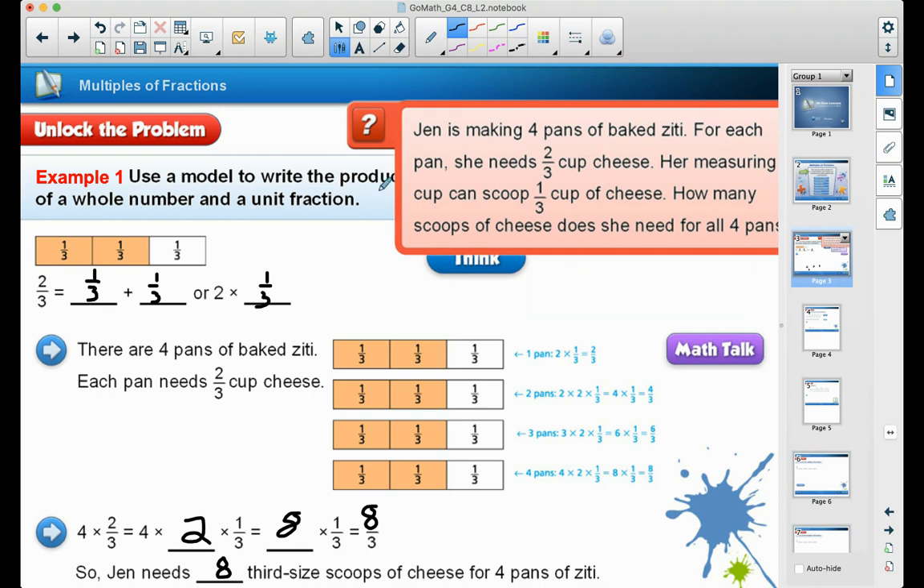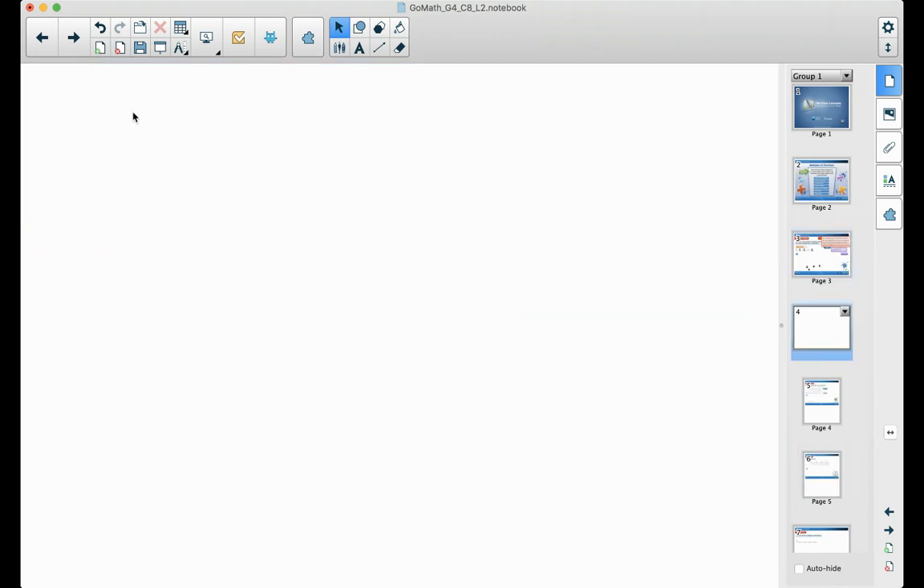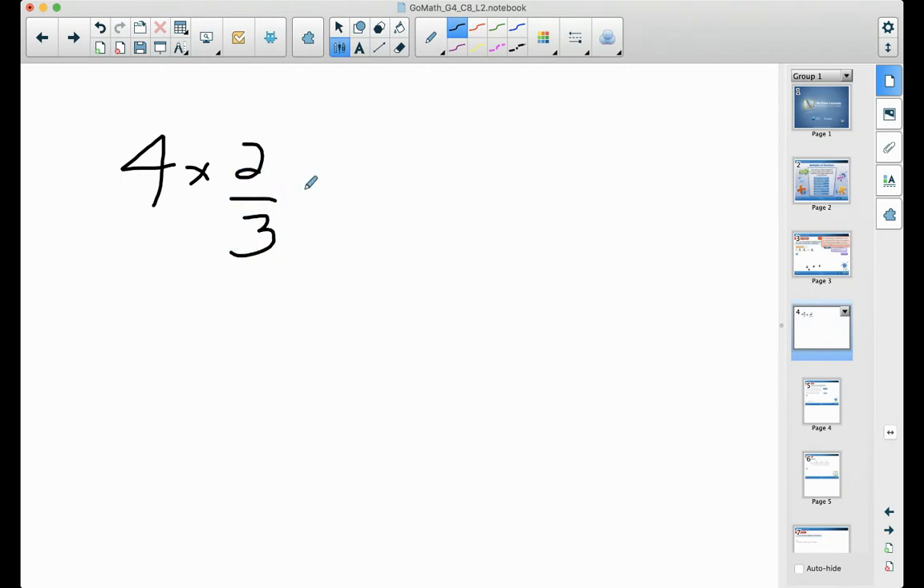I'm just going to show you an easier way to do this. The problem is 4 times 2/3, which is equal to, when you multiply straight across, and you leave the denominator the same, 4 times 2 is 8/3.